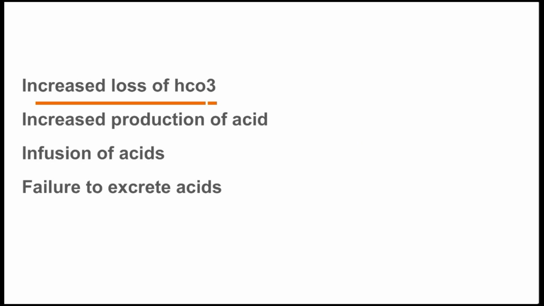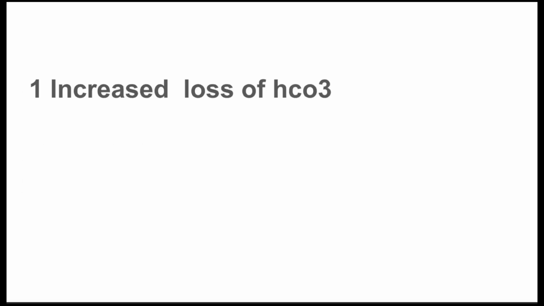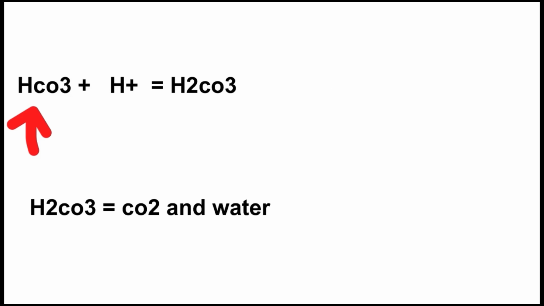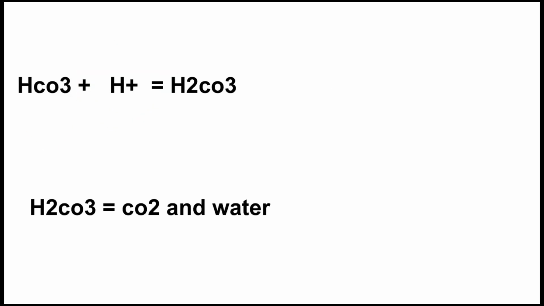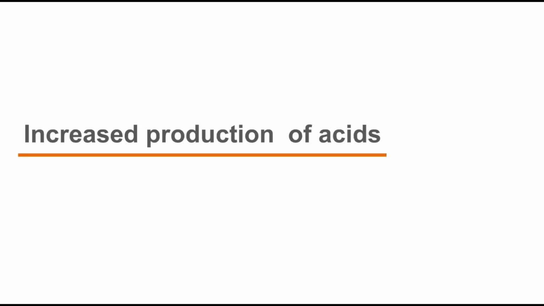So one is the increased loss of bicarb from the body, as in diarrhea. If we lose bicarb from our body, as in diarrhea, how does metabolic acidosis occur? Normally, bicarbonate acts as a buffer, helping to neutralize hydrogen ions. However, if the bicarb level drops, like in diarrhea, hydrogen ions will start to accumulate in the body, leading to acidosis. Second is increased production of acid, as in ketoacidosis.